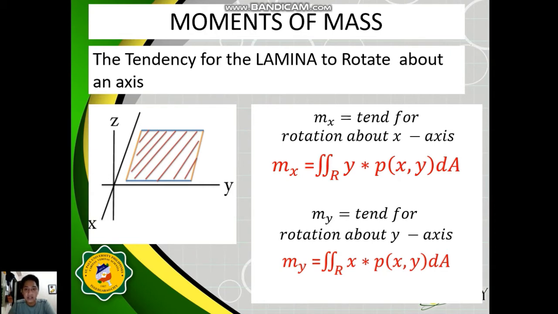If the lamina tends to rotate about the x-axis, we have the formula: the double integral of y times the function p dA. And if the lamina tends to rotate about the y-axis, then our formula is the double integral of x times the function p dA, or p of x y.